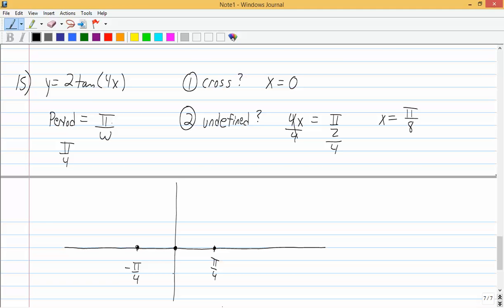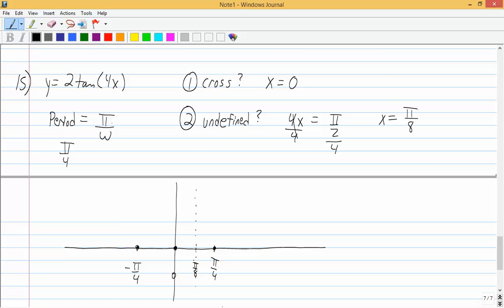Now, I told you there was another way to find where you're undefined. You take the midpoint of any two consecutive x values, so add those two together and divide by 2, and you'll get a place where you have a vertical asymptote. Well, if you do that, you get pi over 8, which is the same answer that we got when I solved this little fancy equation here, pi over 8. So we know we have a vertical asymptote there.